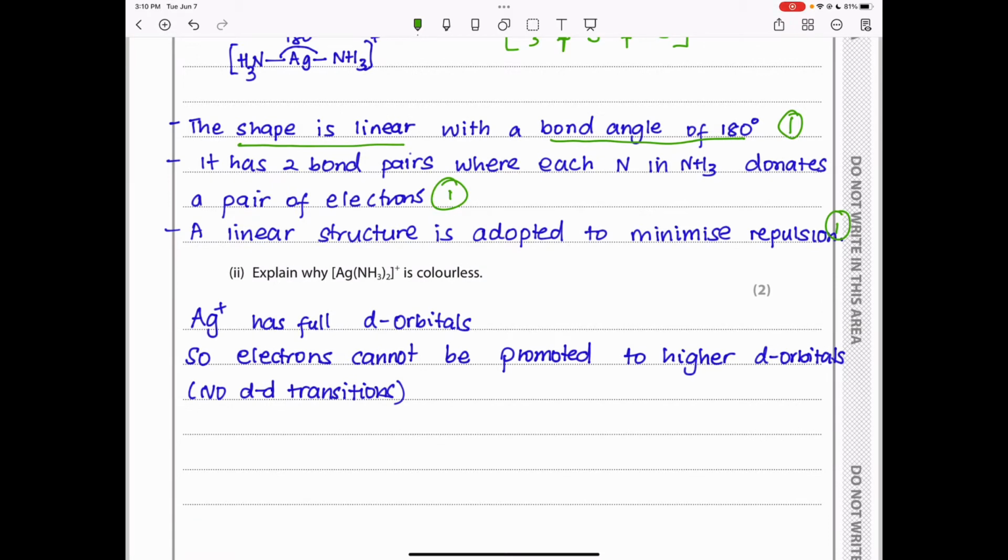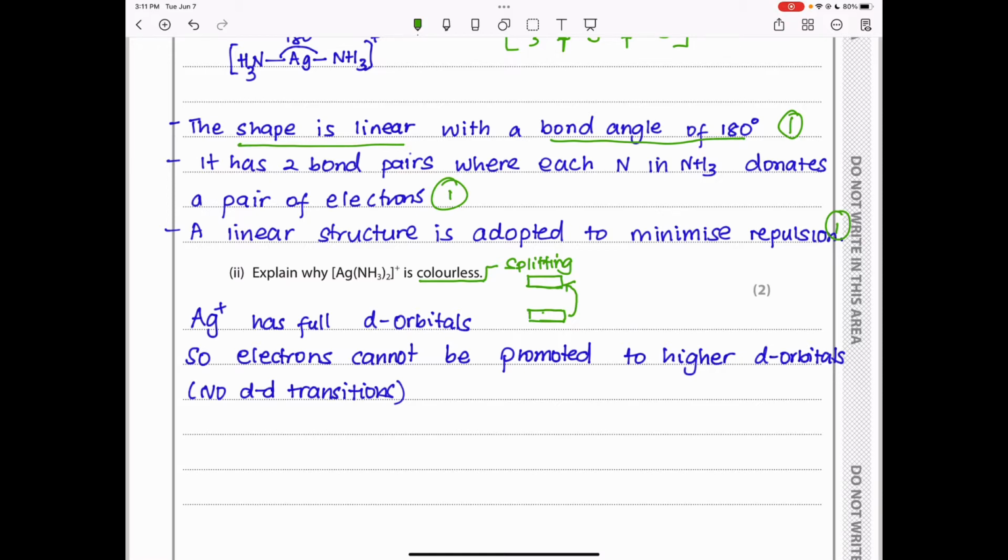The next part says explain why the complex is colorless. The origin of color among complexes comes in when there is splitting of the d orbitals. If the d orbitals are split, they can be split into higher and lower energy d orbitals. Now, if they are partially filled, it means there can be transition from the lower d orbitals to higher d orbitals when light is absorbed, and that can lead to color formation.